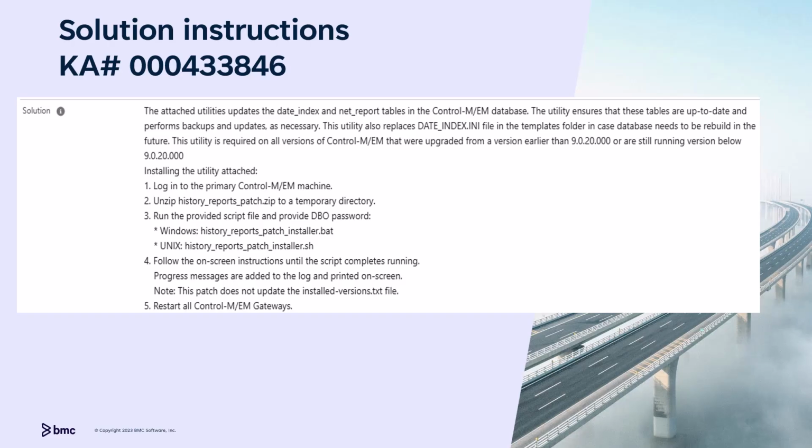Instructions for installing this utility. First, download the package found in the attachment of this KA. Log into your EM server account on the primary EM if you have an HA installed. Create a temporary directory. Transfer the package to the temporary directory and unzip all the files. This utility is written in Python. The code is common and shared for both Unix and Windows platforms.